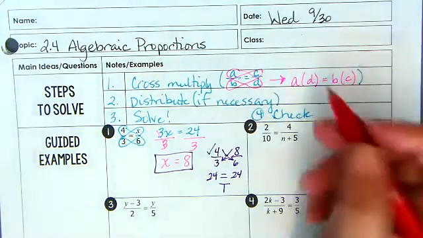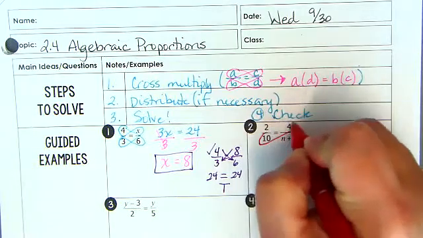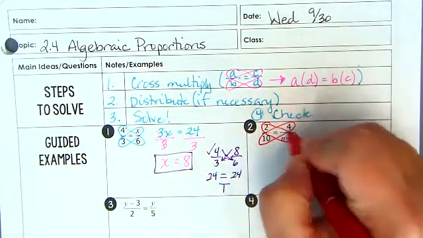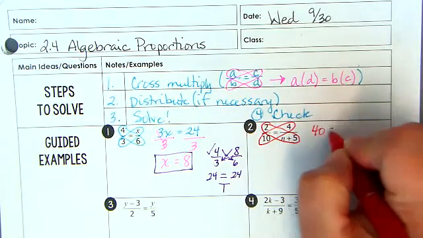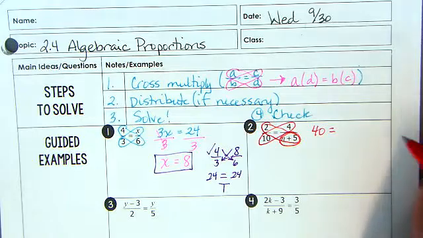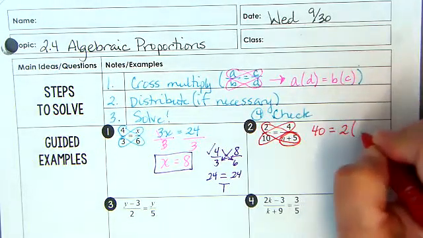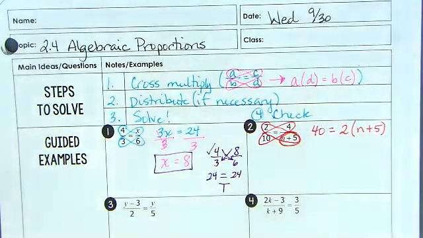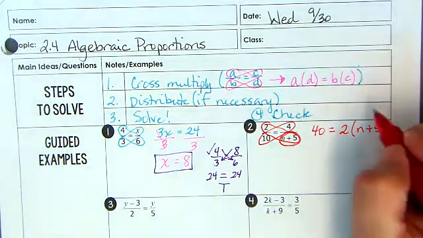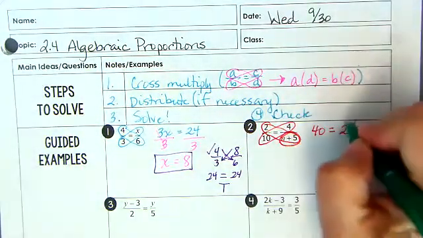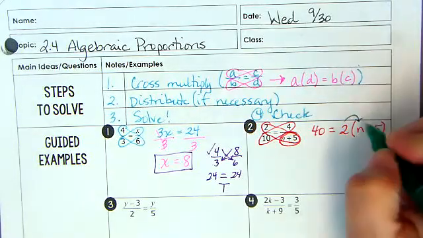And number 2. Again, we multiply diagonally. So I'm butterflying. And I get 10 times 4, which is 40, equals 2 times all of this. Since it is all of that, that means we have to put it in parentheses. 2 open parentheses, n plus 5, close parentheses. And now we do our distributing.